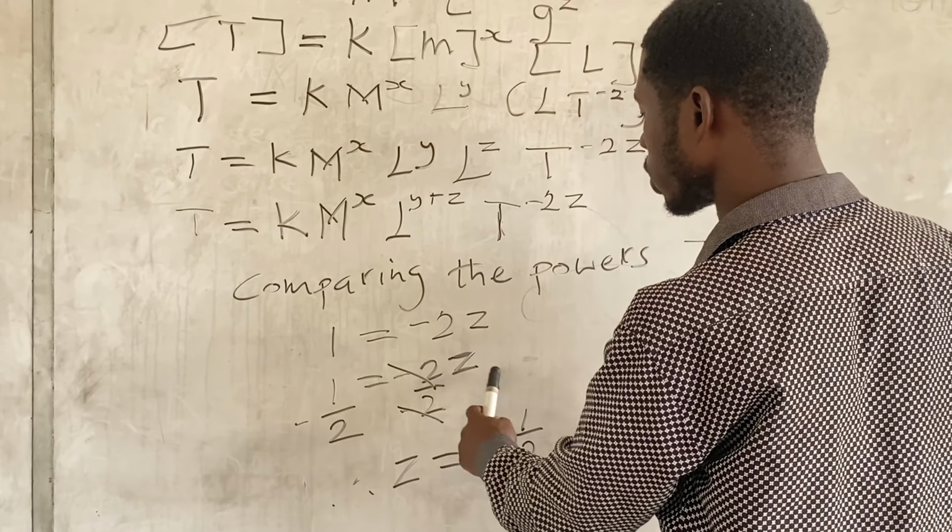So the power of L at the left hand side is 0. When you come to the right hand side, the power of L at the right hand side is what? Y plus Z. Yes.